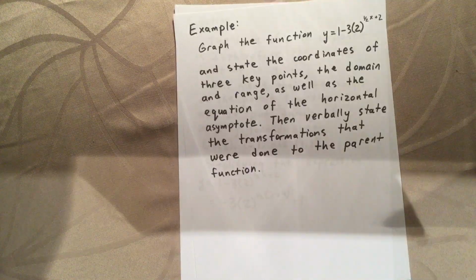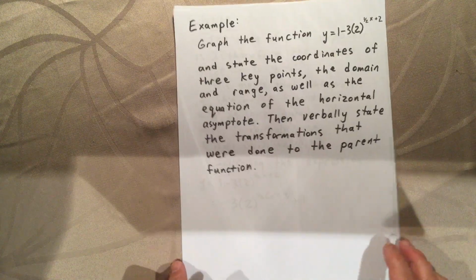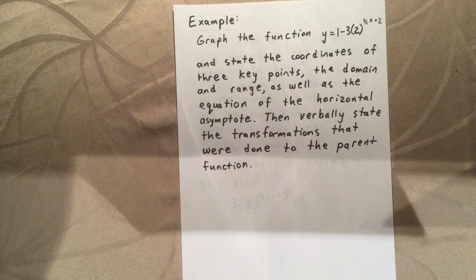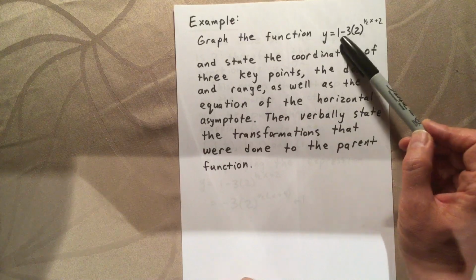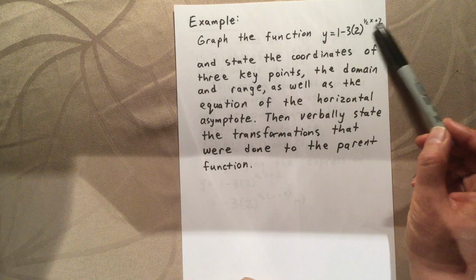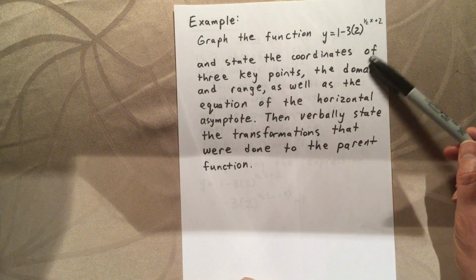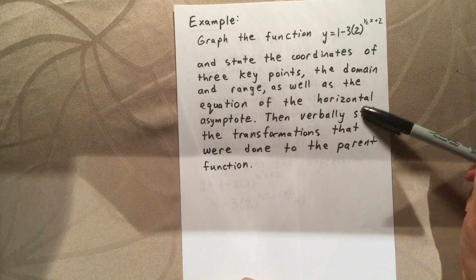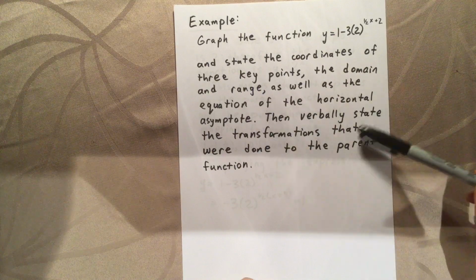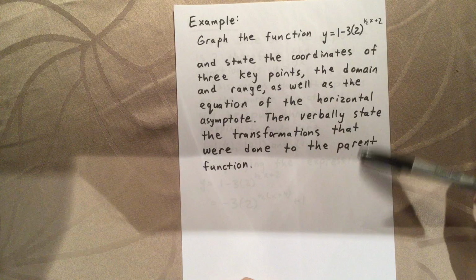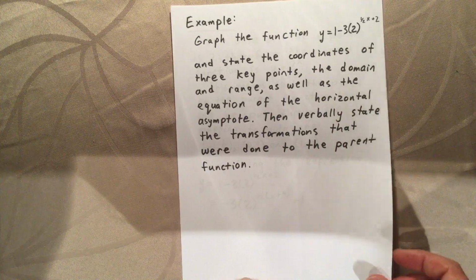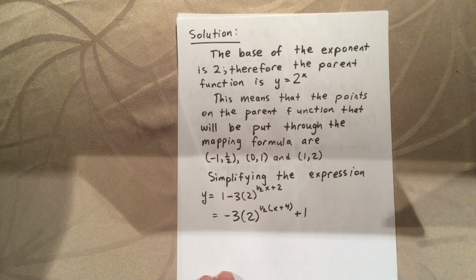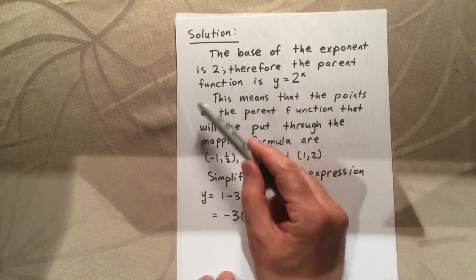Okay? So let's do this example here. We're going to graph the function y equals 1 minus 3 times 2 to the exponent 1/2 x plus 2. We're going to state the coordinates of 3 key points, the domain and the range, as well as the equation of the horizontal asymptote. Then we're going to verbally state the transformations that were done to the parent function. Okay? So the base of the exponent that we were given is 2.